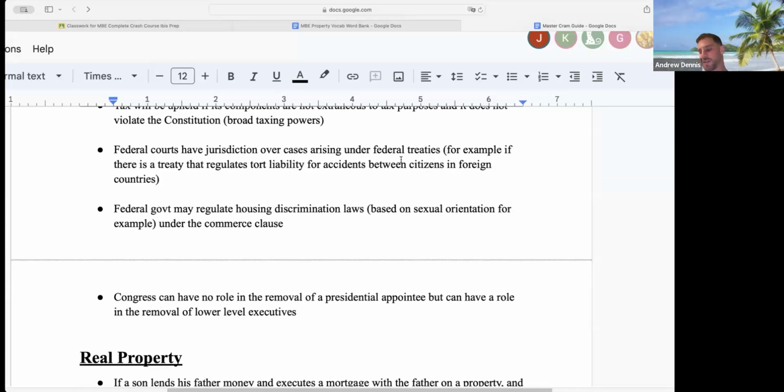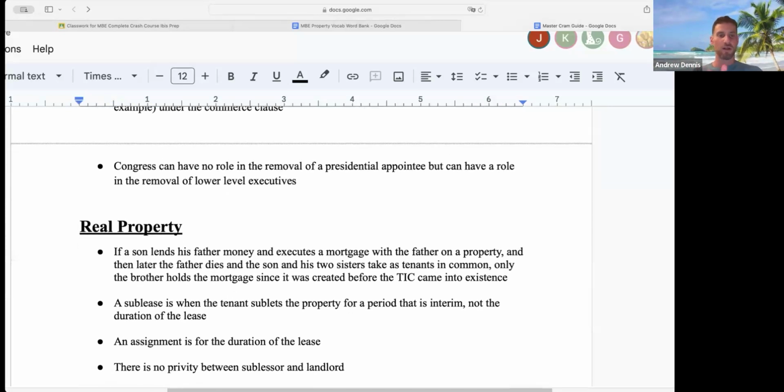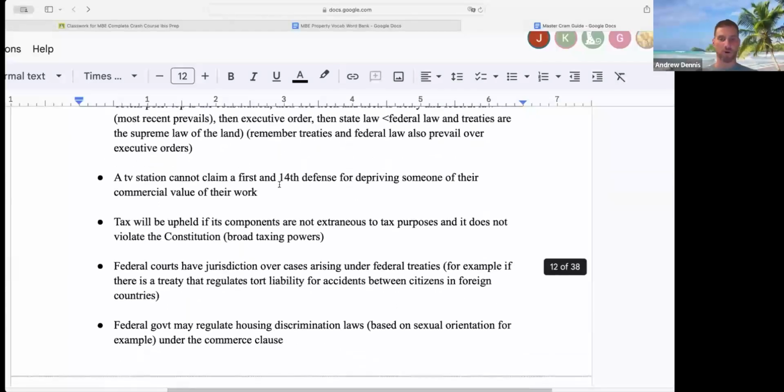Another thing about sexual orientation that might be tested recently is the idea of rational basis with bite. If you see that term, rational basis with bite, it is a real term that means a little bit of heightened rational basis that usually applies to sexual orientation. Oh, this is the last one for con law. Congress can have no role in the removal of a presidential appointee, but can have a role in the removal of lower level executives. So I think con law is interesting with what's going on in the world today, I guess.